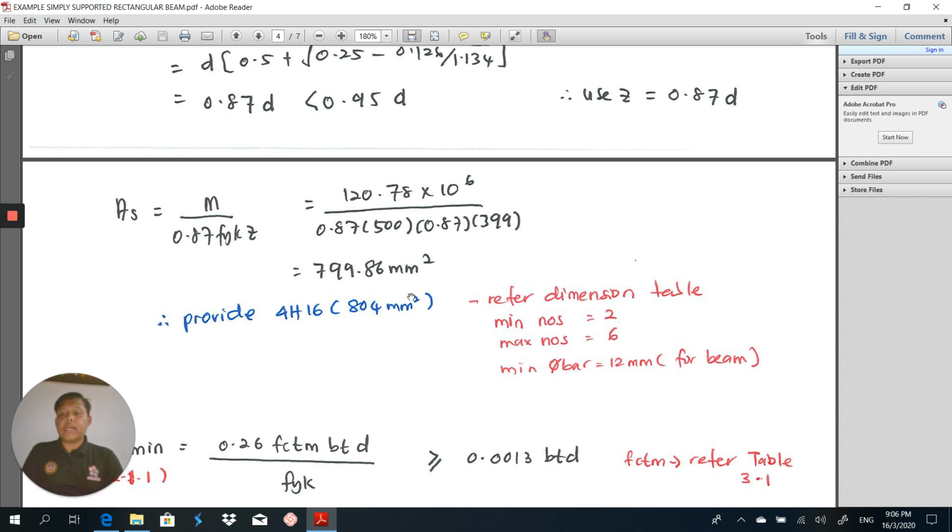So in my case here, my As required is 799.86. That's why I provide here 804 millimeters square. Then the numbers of the reinforcement is 4H16.